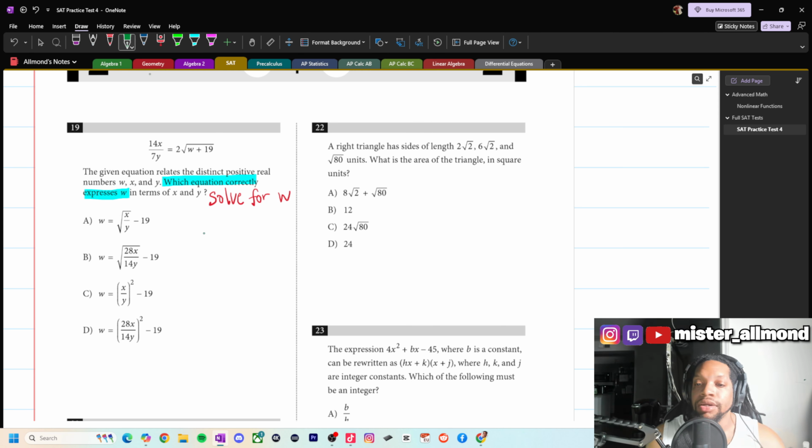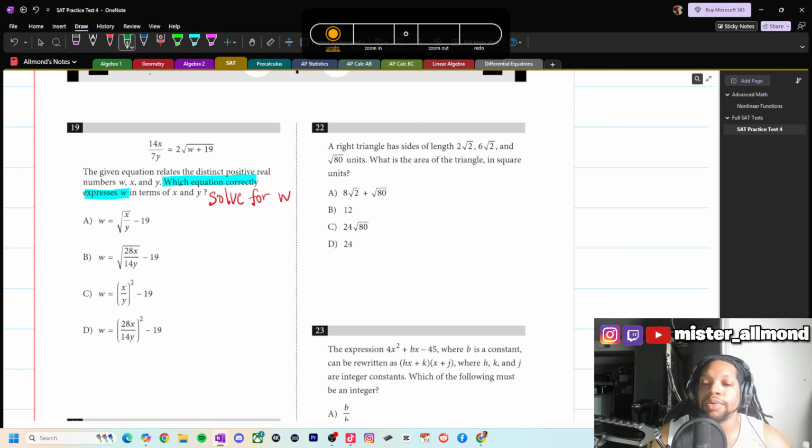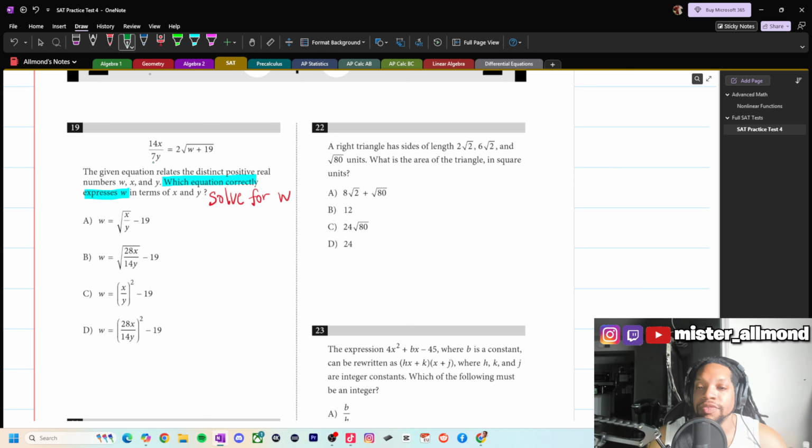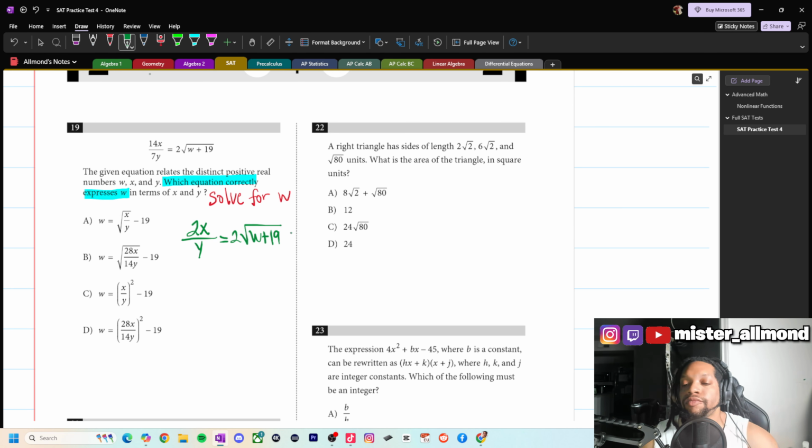So let me rewrite the whole equation. Actually, before I do that, I'm going to notice a 14 over 7, and I'm going to just put that as a 2 over 1, just to make things easier. So boom, square root of w plus 19. All right, if I'm trying to get w by itself, technically I could square both sides, but if you do that, just know you have to square the 2 as well. The other thing you could do is just divide by 2 on both sides first. I guess I'll just divide by 2 first.